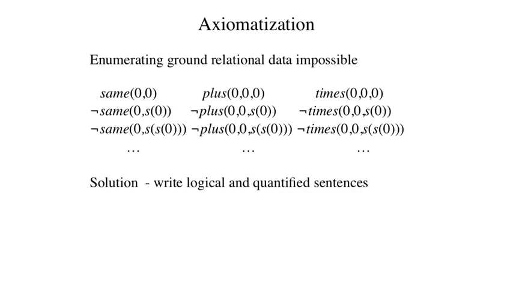Unfortunately, axiomatizing Peano arithmetic is a bit more challenging than axiomatizing modular arithmetic. We cannot just write out the ground relational sentences to characterize our relations, because there are infinitely many cases to consider. For Peano arithmetic, we must rely on logical sentences and quantified sentences, not just because they're more economical, but because they're the only way we can characterize our relations in finite space.